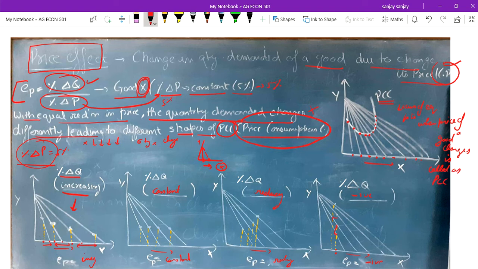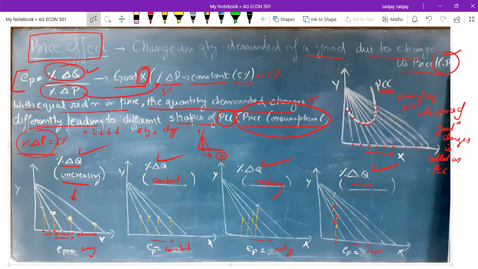Now you just need to remember all these details, plus the basic thing is that whenever the price changes, the quantity demanded changes differently for different types of goods. You can see these are necessarily different types of goods.